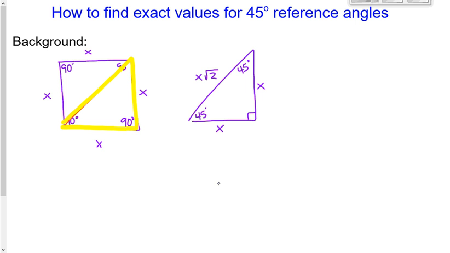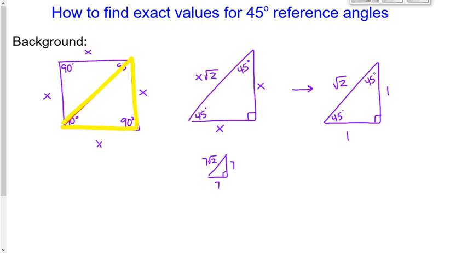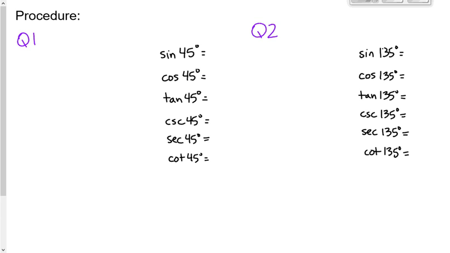So an example of that would be if you had a 45, 45, 90 where the sides were length 7, the legs were 7 and 7, then the hypotenuse would be 7 square root 2. Well, the easiest way to think of it is just thinking about the proportion instead of x, x, and x square root 2. Think about it like this, 1, 1, and 1 square root 2. So every time you have a 45, 45, 90 triangle, the sides are always in the ratio 1, 1, square root 2. So that's what we're going to use to figure out the exact values for our 45-degree reference angles.